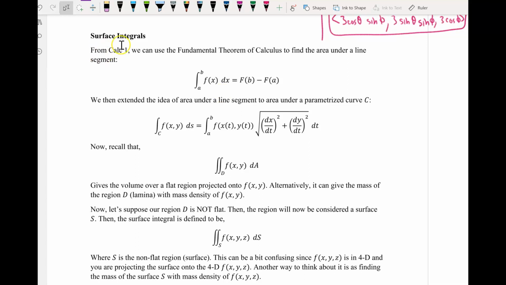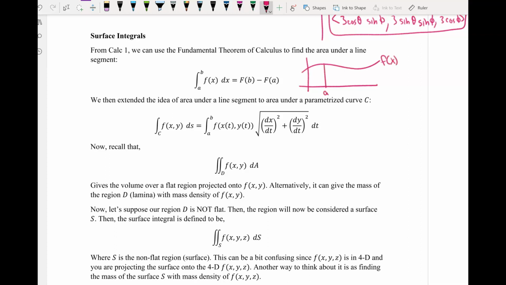All right, so let's talk about surface integrals. So let's just do a little recap. So for Calc 1, we know that the fundamental theorem of calculus helps us find the area under a line segment. So this is something that has been beaten to us to death. So here's f of x.